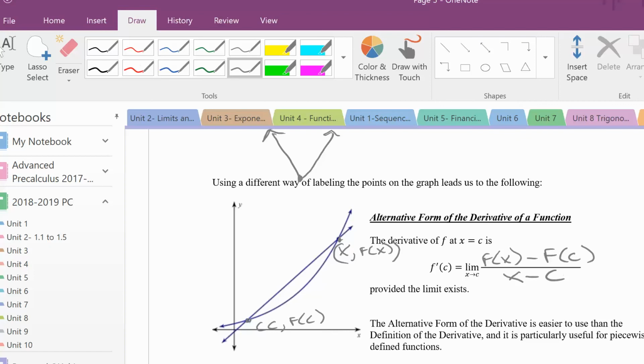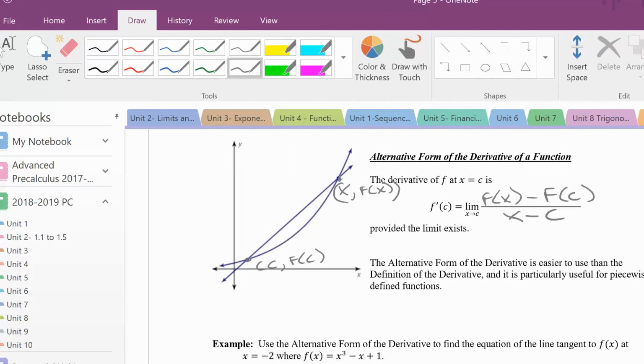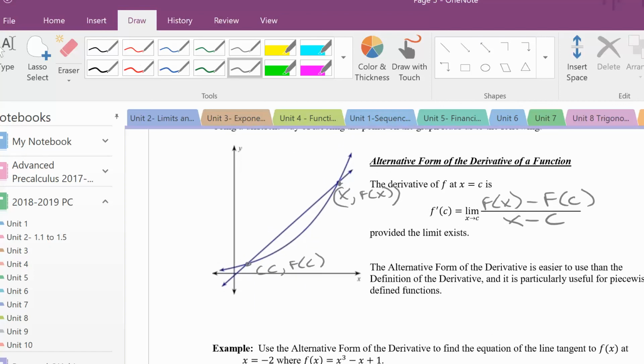Because if we're going from this point, then the change in x is just going to be whatever this x value is. So we're finding at a certain point, we just take the value of the function minus the value of the function at that point, over x minus c. And that gives us the derivative at a certain point. That's easier to use if you have that point that you're trying to find.